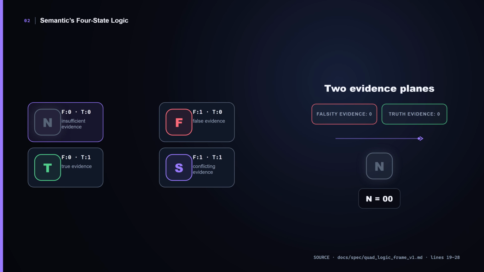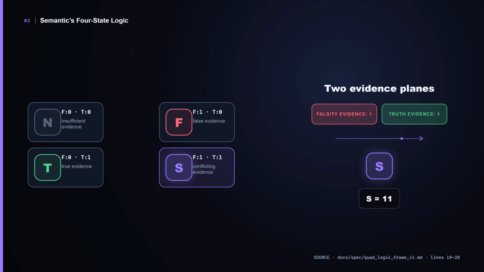Semantic calls its four-state type quad. The states are N, F, T, and S. N means there is not enough evidence. F means false. T means true. S means conflicting evidence. A useful way to see the model is as two evidence bits. One bit records falsity evidence, the other records truth evidence. 0 and 0 gives N. Neither side has support. 1 and 0 gives F. 0 and 1 gives T. 1 and 1 gives S, where both sides are present. The repository's canonical encoding writes those states as 00, 01, 10, and 11.